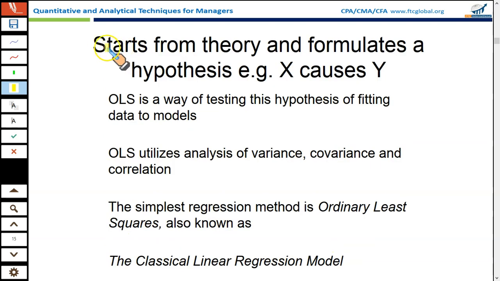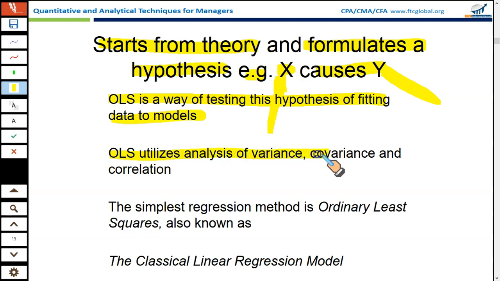with innovation. It starts from the theory and formulates a hypothesis. For example, X causes Y. Spending on research and development causes innovation, let's say. So OLS is a way of testing this hypothesis by fitting data to models. OLS regression starts with a theoretical framework where you hypothesize a relationship between X and Y, just like the example, innovation and your spending on research and development. Next, we set up a hypothesis. OLS provides a statistical method to test these hypotheses by fitting the data to the model. It aims to explain the dependent variable Y as a function of the independent variable X.